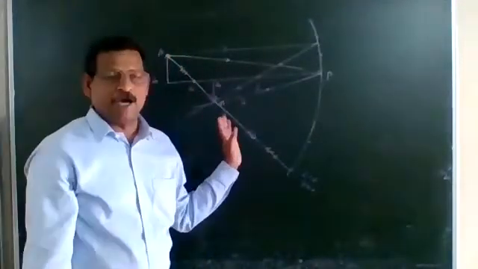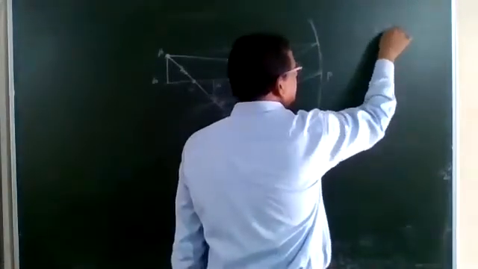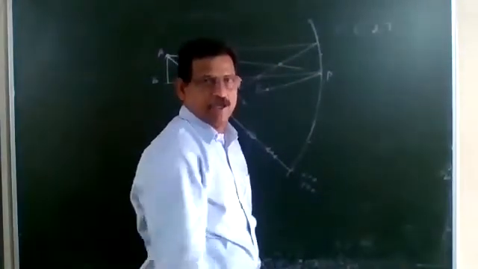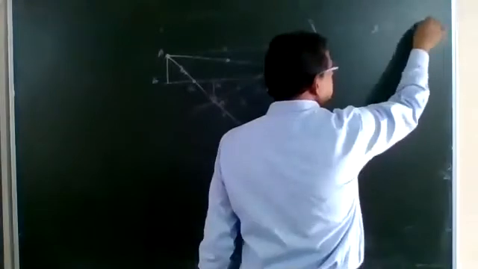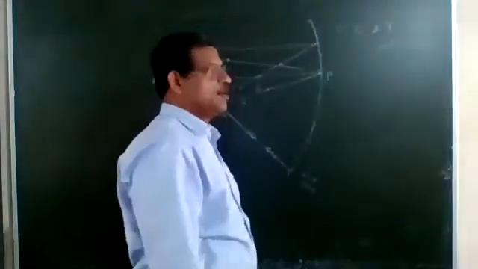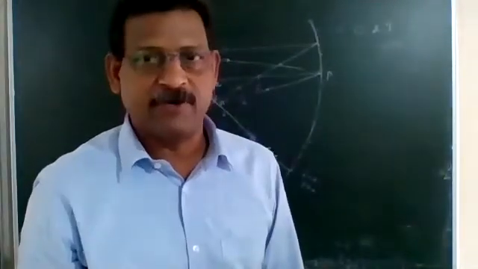Okay, so the image is completed, and we take the first pair of triangles. The first point is object and image. The object is AB, the image is A dash B dash. Triangles we have to consider with C. Object, image, triangles with C. First pair of triangles.